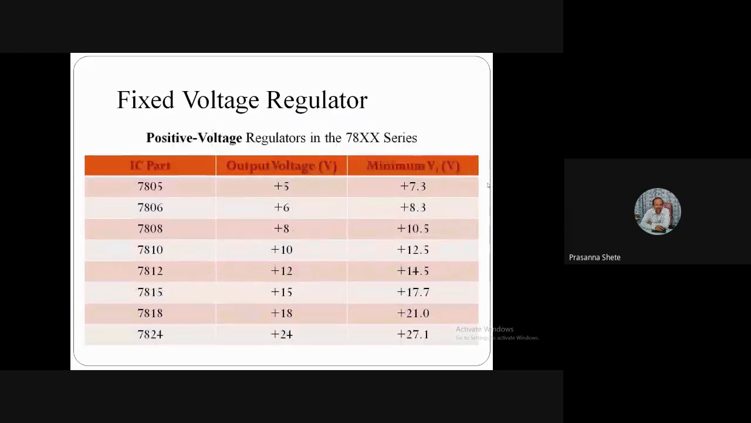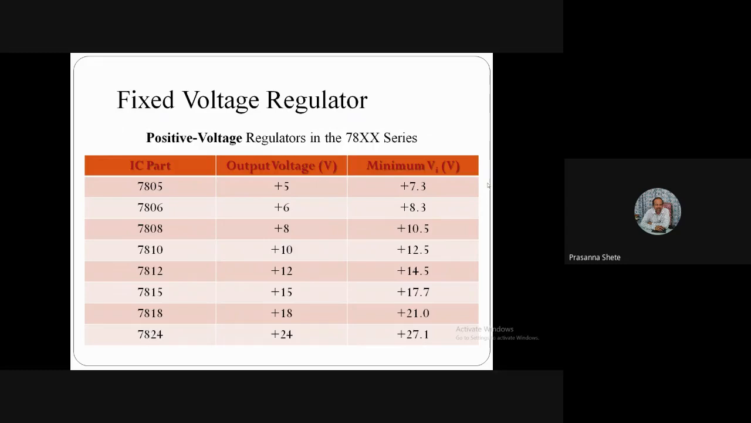Now this is the complete positive voltage regulator series, we can say. Now as we know that 7 indicates it is a positive voltage regulator, and XX series means what? 05 indicates output 5 volts. 06, on the left hand side you can see 7806, it is for positive 6 volts. Then 7808, it is for positive 8 volts. Similarly we can get output for 7824, meaning positive 24 volts at the output.